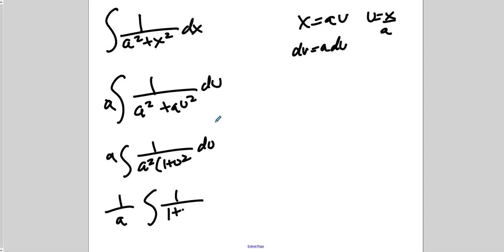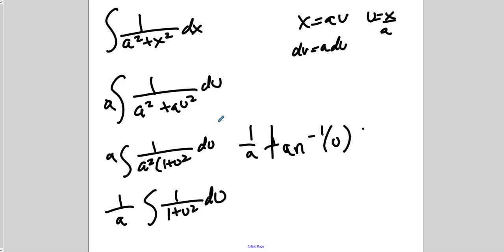And now it's arctan, like we know how to do. Right? So then it's arctan of u times 1 over a plus c, or 1 over a arctan of x over a plus c. So those are the general integrals which you can use.